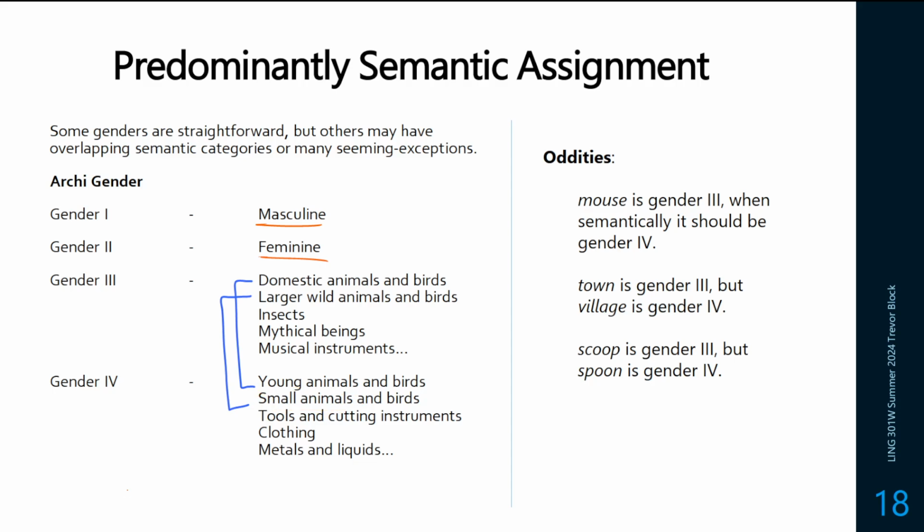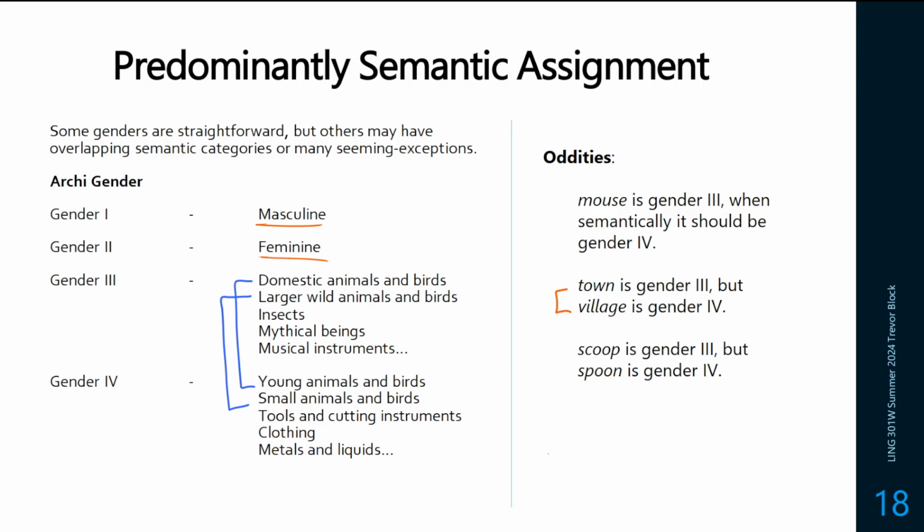We also have some interesting synonyms. Town and village are basically synonymous in terms of their function. It's just a size difference. Town is gender 3, but village is gender 4. So there's nothing about the size of a location in the system that determines the gender. It's just the size of animals and birds.